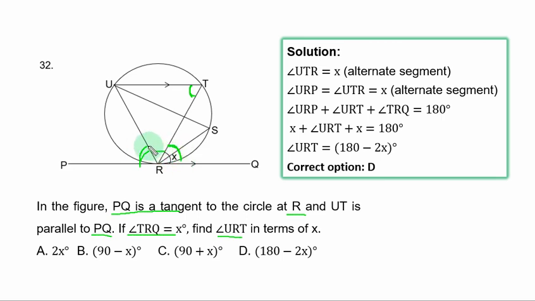To get this required angle, you add the three angles on the line PQ, and the sum is equal to 180 degrees. So you have S plus angle URT plus S equals 180 degrees. S plus S is 2S. If you transfer it to the right hand side to get angle URT, you have 180 minus 2S, all in degrees. D is the correct option.